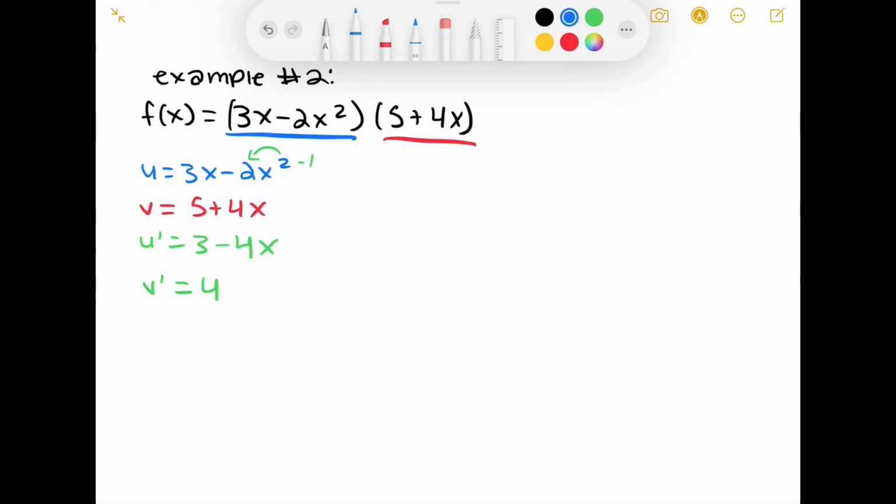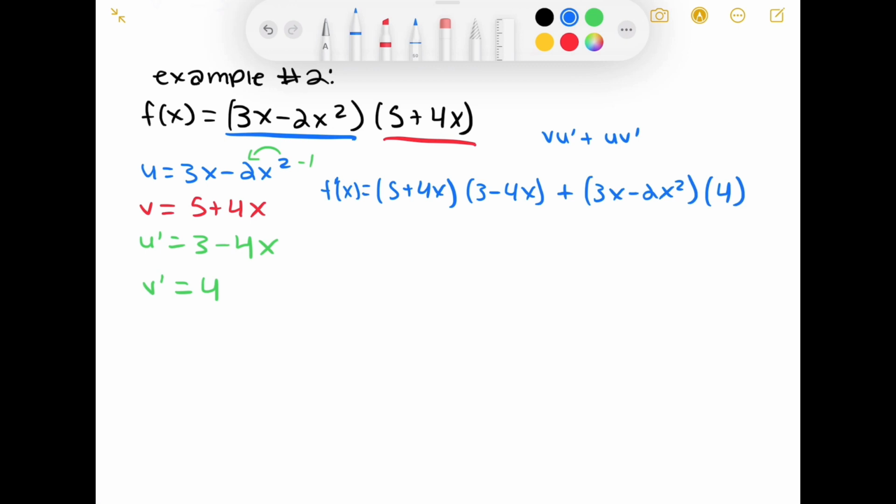And now we are going to use our equation for this, which is v times the derivative of u plus u times the derivative of v. And plugging in our equation to this, f prime of x equals 5 plus 4x times 3 minus 4x plus 3x plus 2 minus 2x squared times 4. And so now we are going to do our math to simplify that, which is going to be 5 times 3, which is 15, then 5 times negative 4x, which is negative 20x.